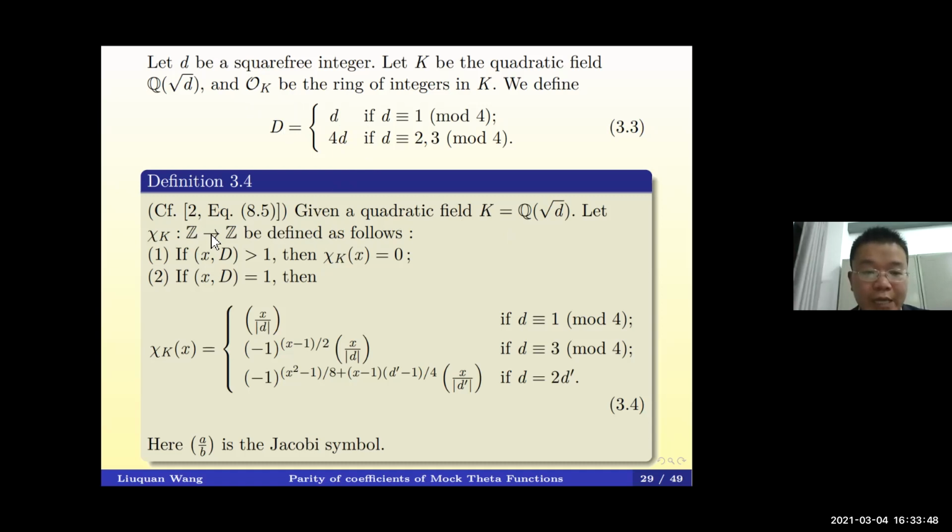So the definition is as follows: when the variable x is not co-prime to capital D, then its value is 0. And if they are co-prime, then chi K of x has a value depending on the residue of D modulo 4. So there are 3 cases here. And in the notation, A over B is a Jacobi symbol. This definition was from the book of Shafarevich and Borevich.